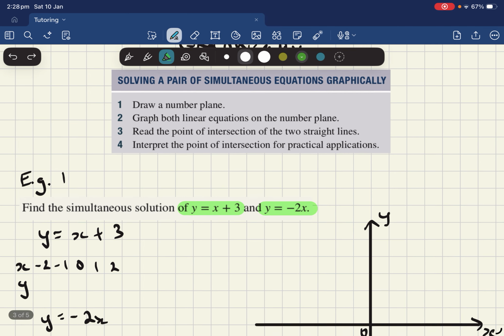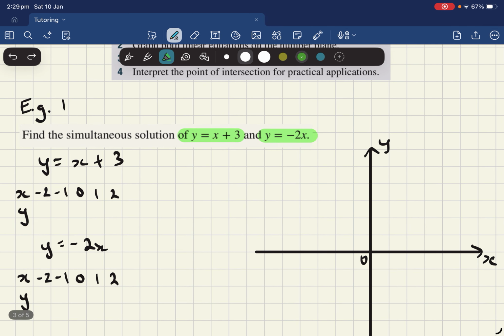But I've got one over here, which is just to say, we want to find the simultaneous solution of y equals x plus 3 and y equals negative 2x. So we're just going to graph both and identify the point of intersection. It's just this example for today.